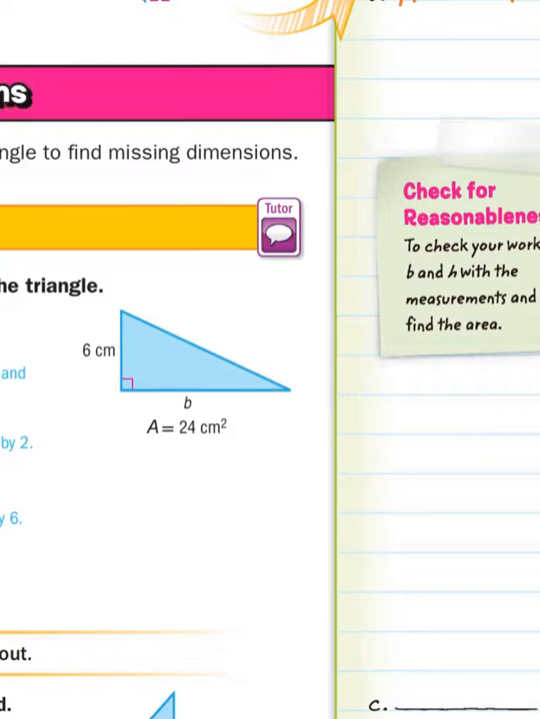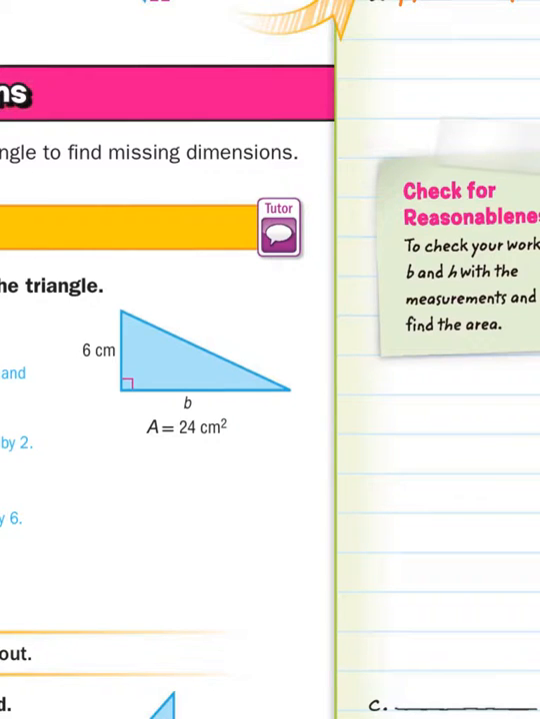So first, let's take a look at our delicious triangle. We have the height is 6 centimeters, because this is a right angle. And the base we don't know, so that's our variable. And the area is 24 square centimeters. Remember, even if it didn't say A equals, I would know it's the area because of that square centimeters.